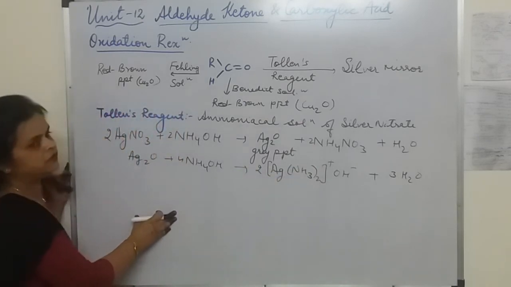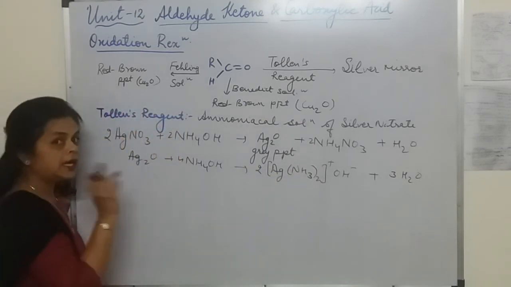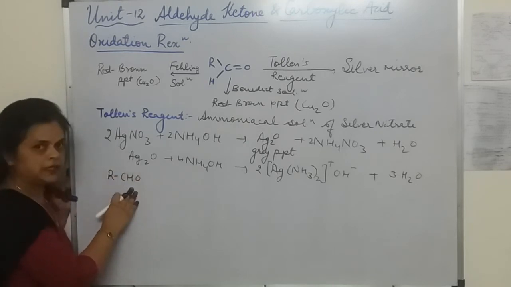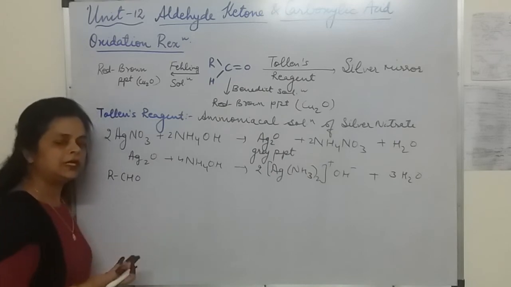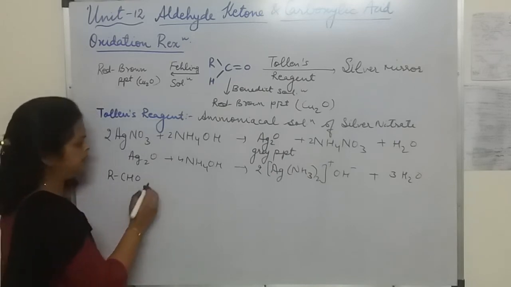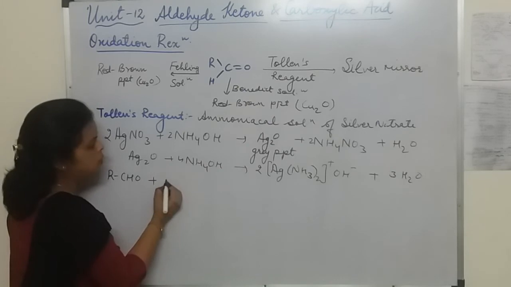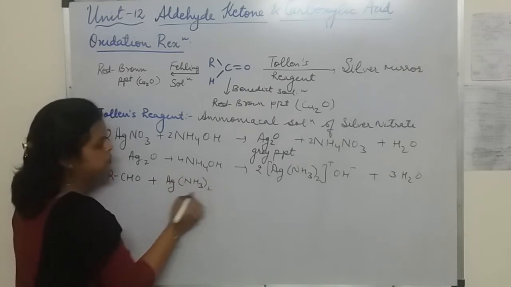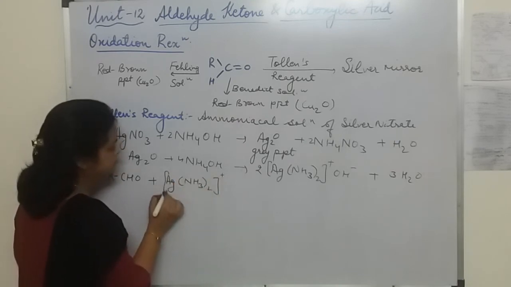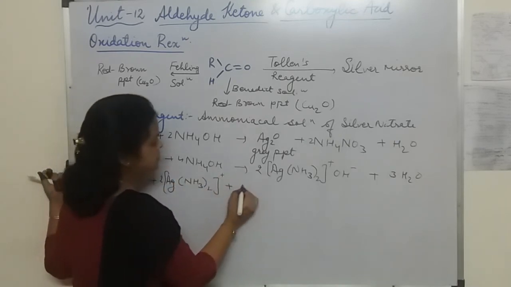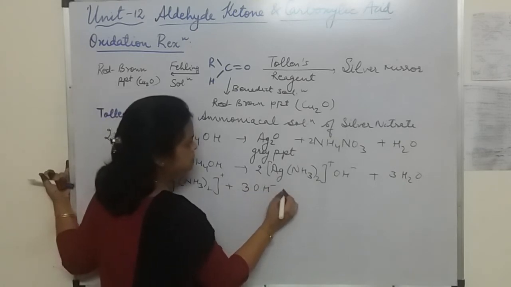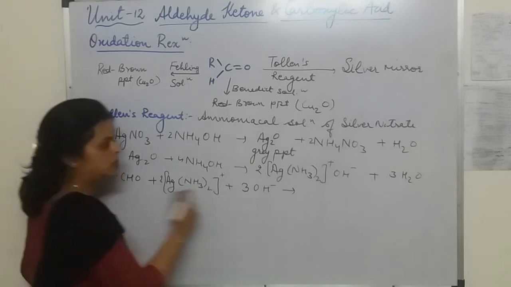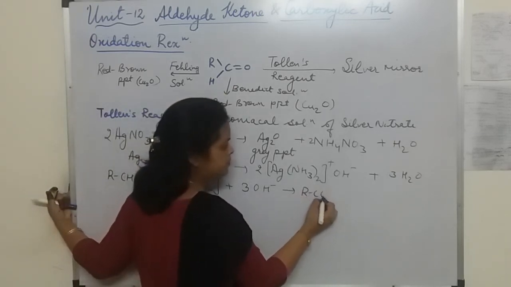Now it is going to react with the carbonyl compound, that is, the aldehyde. Suppose we are taking this RCHO. It is our aldehyde, any aldehyde: ethanal, benzaldehyde, any aldehyde. In this you add this Tollens reagent, Ag(NH3)2 whole twice, plus 3OH. Now when it combines, first of all the aldehyde will get oxidized into carboxylic acid.